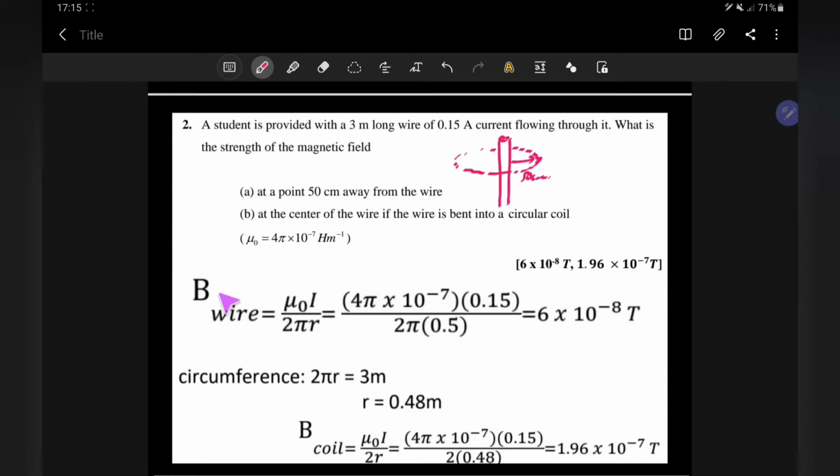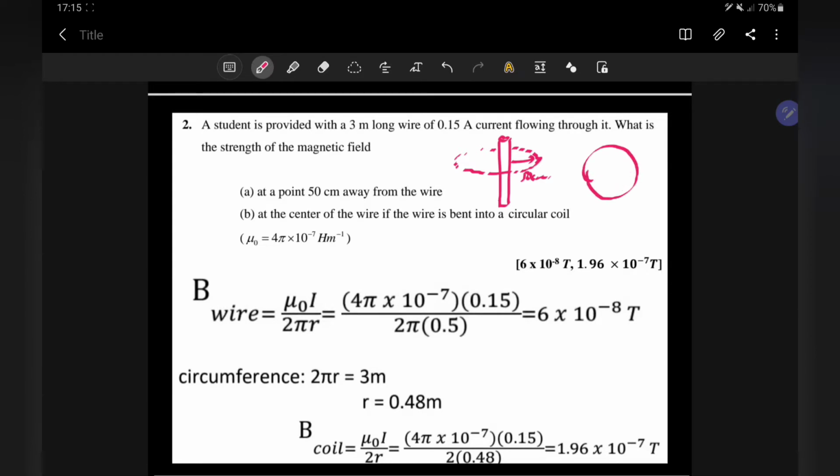By using the equation of B equals to mu naught I over 2 pi R, mu naught just a constant, I is the current carried by the conductor, which is 0.15 amperes. 2 pi just a constant, and R is the separation between wire and the point, which is 50 centimeter. But remember, for any calculation, we need to convert it to be in meters, so that 0.5 meters. Okay, substitute the values into the equation, then you will get the answer, which is in Tesla. Okay, it's quite easy. But now for B, we have changed this straight wire to be into coil.